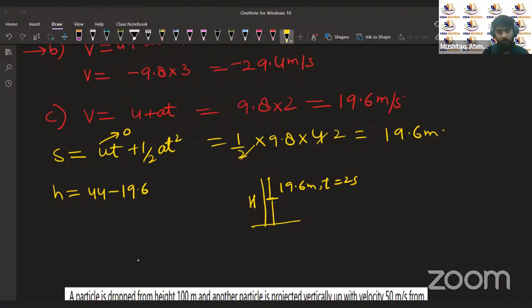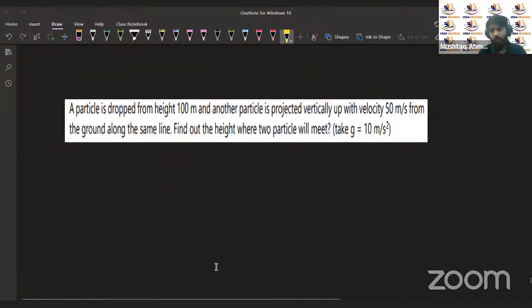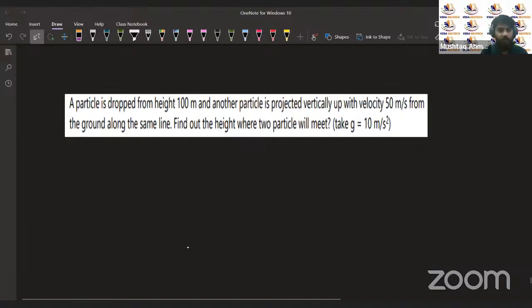44 minus 19.6 meters, so it will come out to be 24.4 meters, right? So this will be the height from the surface of the ground. Let's move on to question number two. We have question number two here.